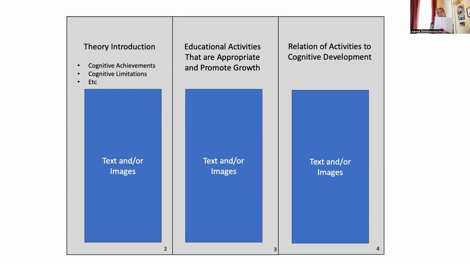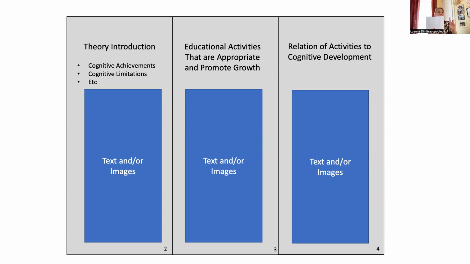The center, page number 3, will have to do with the educational activities that you will select that are appropriate, cognitively speaking appropriate. They are appropriate at the right level that the student is at. And you should also describe or explain how those activities that you have selected promote growth.